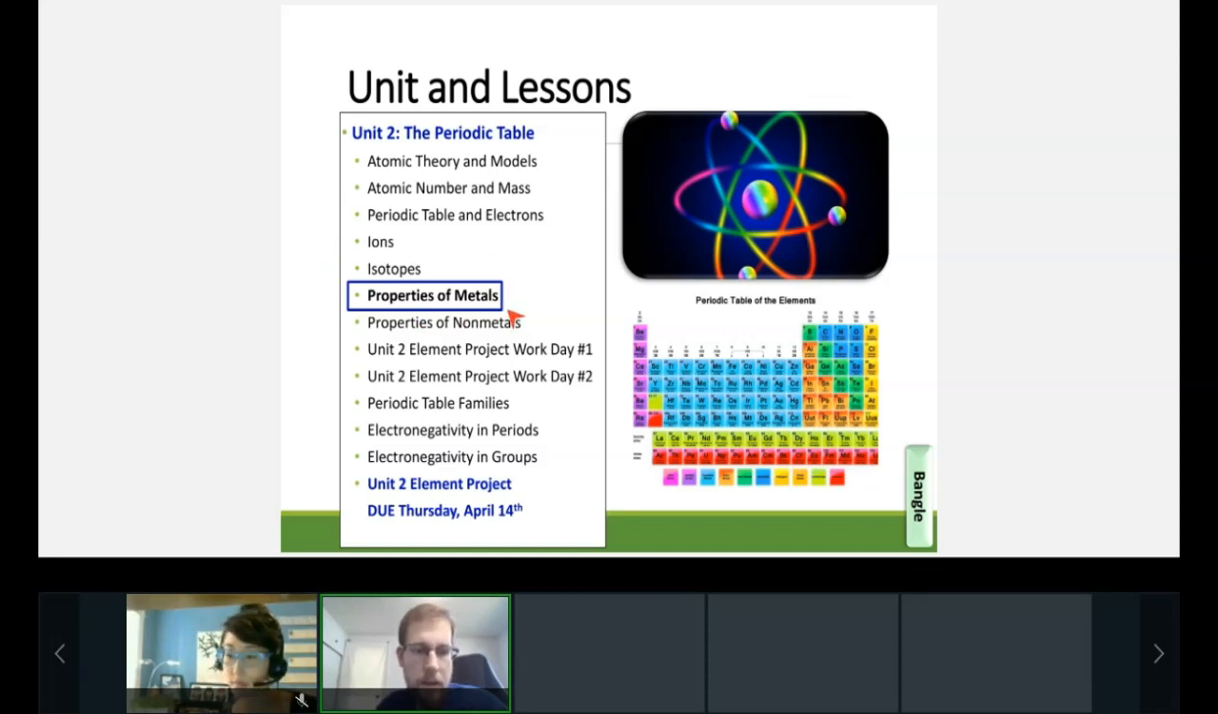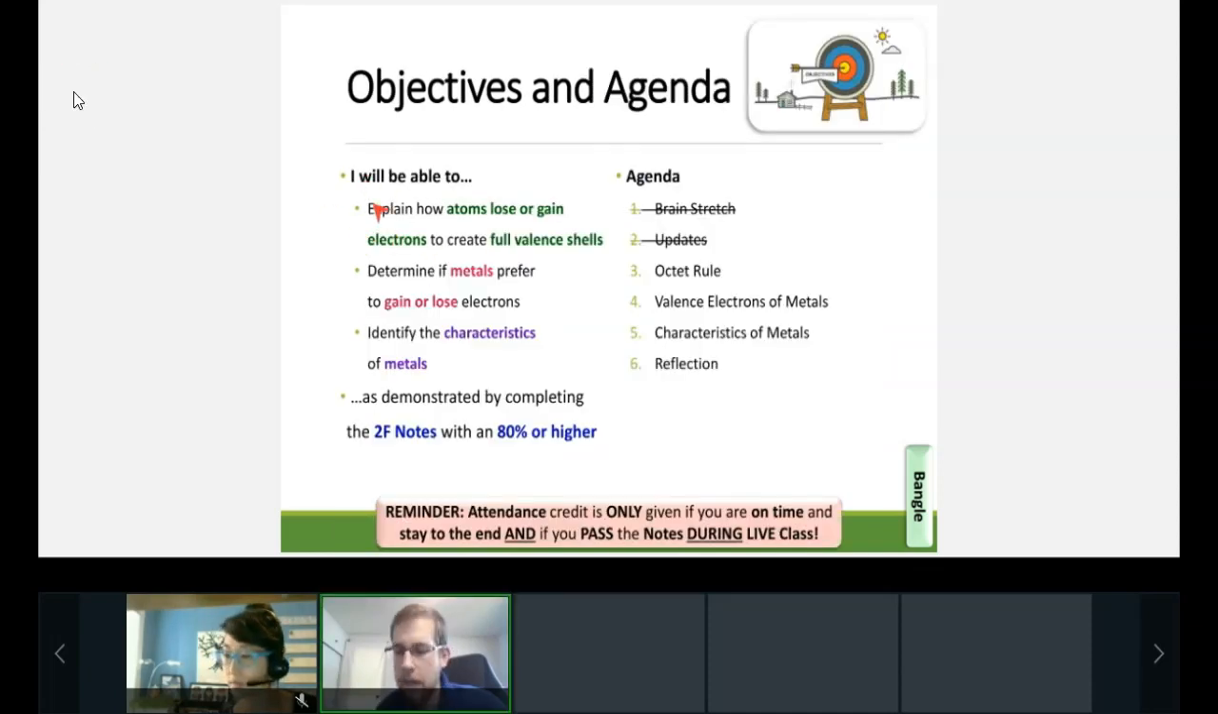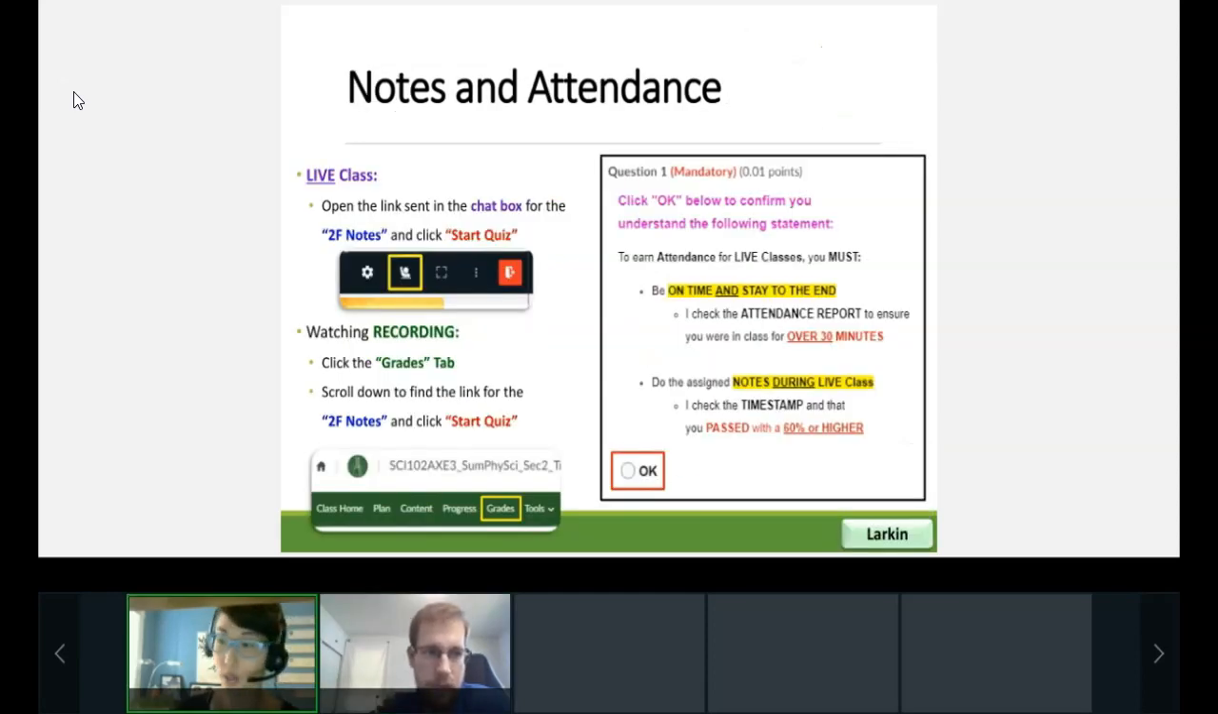We're going to start off by talking about the properties of nonmetals on the periodic table. Specifically, we will explain how atoms gain or lose electrons to create full valence shells. Then, going specifically to metals, we will talk about how metals determine if they love to gain or lose electrons. Using that, we will identify the characteristics of metals as we go throughout the lesson. Hopefully by then we will be able to show mastery of this by getting an 80% or higher on our course.